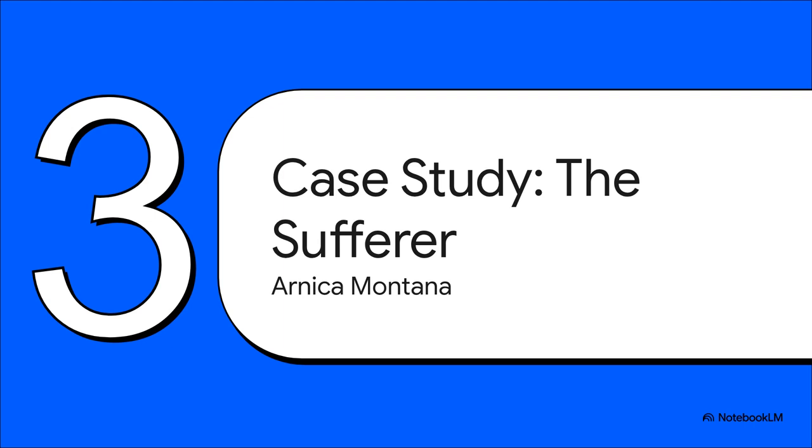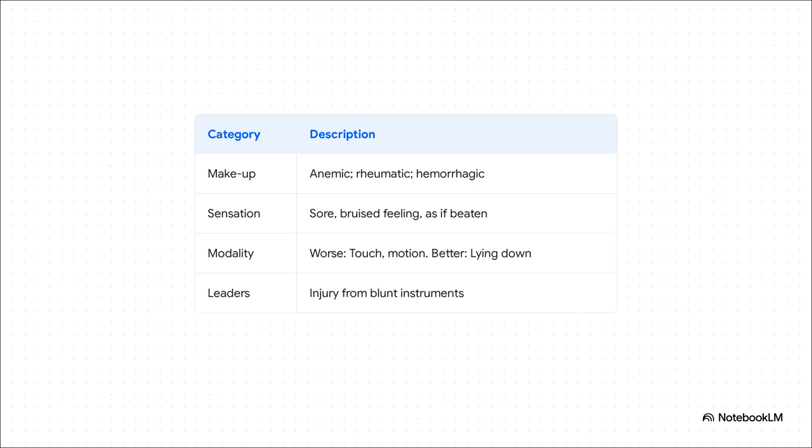All right, let's switch gears and look at a totally different archetype, the sufferer. This is the picture for arnica montana, and it's really strongly connected to physical injury and trauma. The absolute core sensation here is feeling sore and bruised, like you've been beaten up, even if you haven't been. The source specifically mentions injury with blunt instruments. And the modalities? They couldn't be clearer. The slightest touch makes it worse, any motion makes it worse, and the only relief comes from lying down.